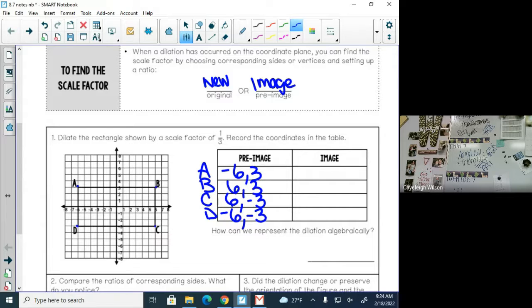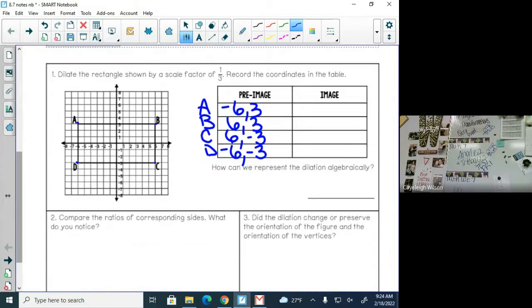I'm now supposed to take that pre-image and dilate it by a scale factor of 1/3. Do you think this figure is going to get bigger or smaller? Smaller, because 1/3 is smaller than 1. So you can just do this in your head, but you're going to take each of those numbers and multiply them by 1/3. So for the first one, -6 times 1/3 is -2, because it's like 6 divided by 3. And then 3 times 1/3 is +1. Oh, it's positive. So you're taking the x and the y value and multiplying it by the scale factor. The next one, 6 times 1/3. 6 divided by 3 is 2. So 2. 3 times 1/3, 3 divided by 3 is 1.